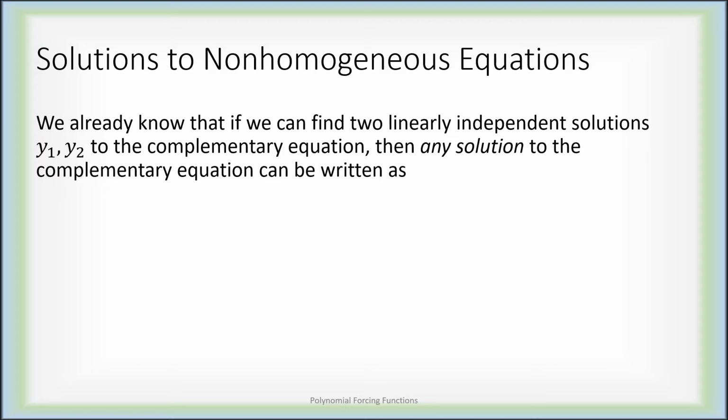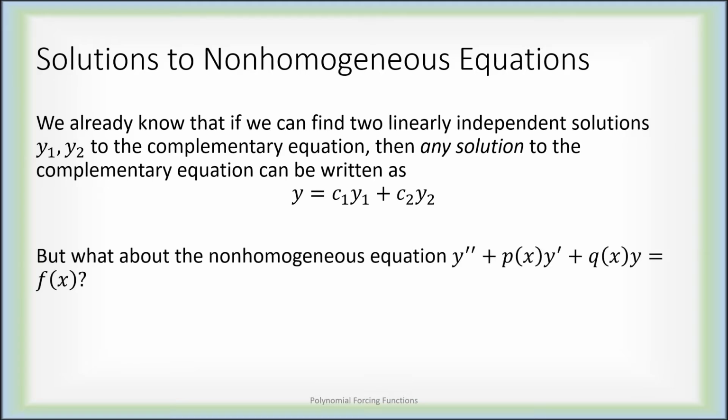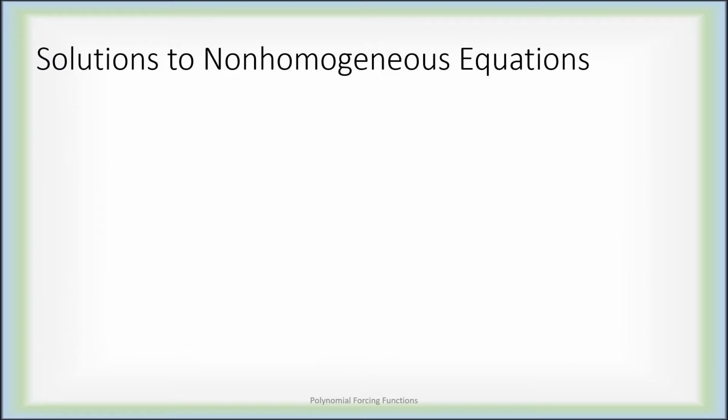Now we already know that if you can find two linearly independent solutions, y1 and y2, to the complementary equation, which is homogeneous, then any solution to the complementary equation can be written as some linear combination of y1 and y2. But what about the original non-homogeneous equation where the forcing function might not be zero? Let's just pretend we can find a single solution y sub p for particular solution.